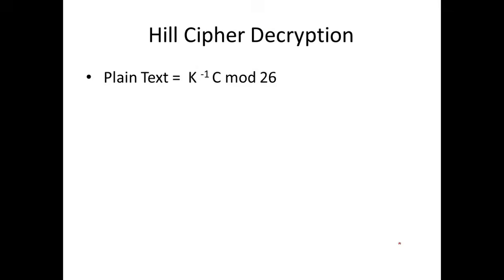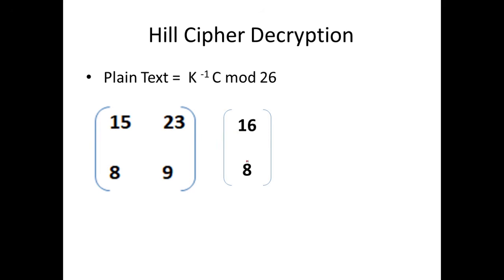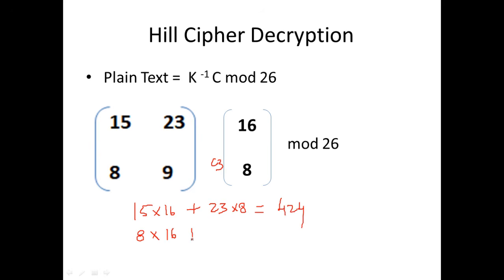Now let us perform the same thing. We take the inverse and then we multiply that with C3, and then we have to perform a mod 26 with the result. So what is the result here? It's 15 into 16 plus 23 into 8. So this is equivalent to 424, and 8 into 16 plus 9 into 8, that is equivalent to 200.